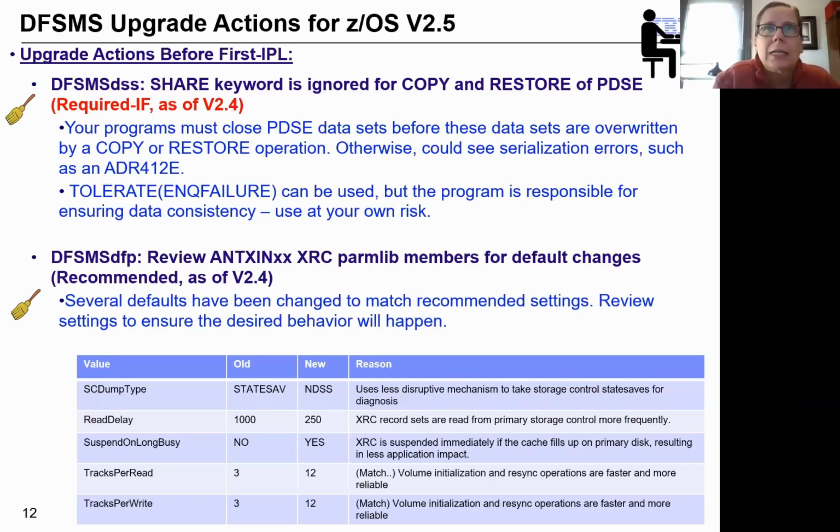The second item on this slide is from DFSMSdfp, and it is just default changes in the ANTXIN XRC PARMLIB members. The old default that you can see here is very old, and these are more reasonable new defaults that we've added in z/OS 2.4. So you can use those today. Even if you've started to specify these new defaults today, and now they're being hard coded on the system as the new defaults, you can go and take those out of there if you like. Okay, any questions about DFSMS? There's really no big items in DFSMS for 2.5 at all.